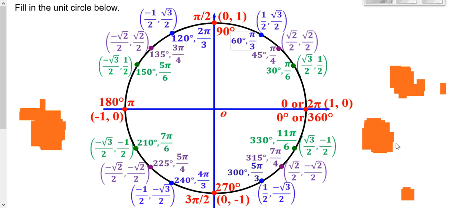So this is how you get your unit circle. You will be expected to have this memorized, and you'll need to practice to get it done in time.